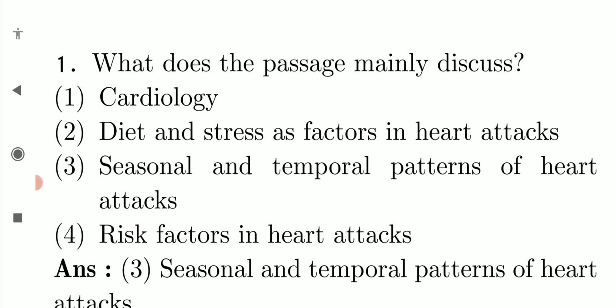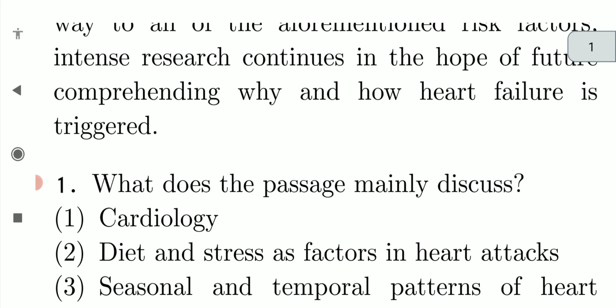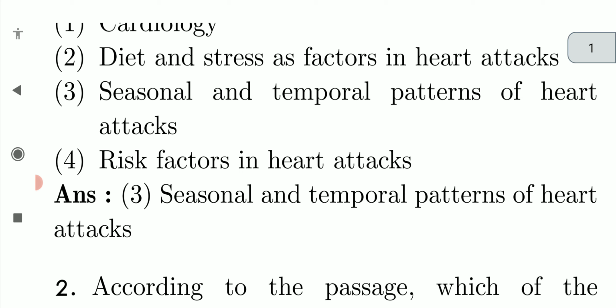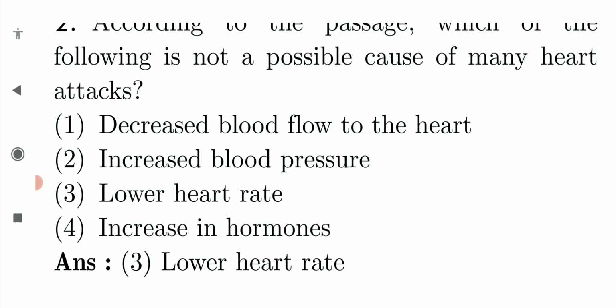The first question would be, what does the passage mainly discuss? Seasonal and temporal patterns of heart attacks. The whole comprehension is based on heart attack only. According to the passage, which of the following is not a possible cause for many heart attacks? According to this passage, it is lower heart rate.